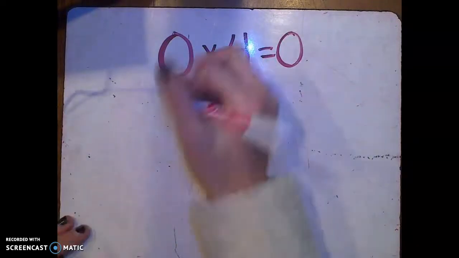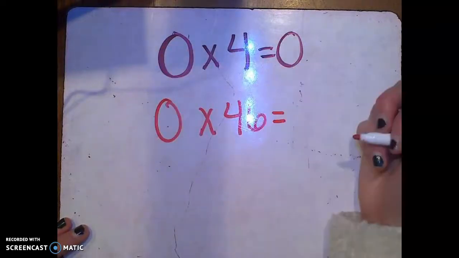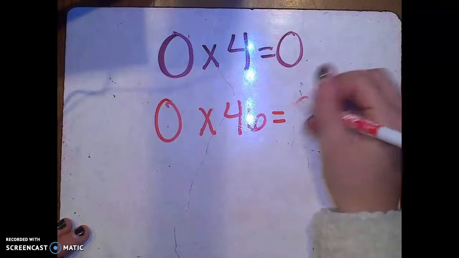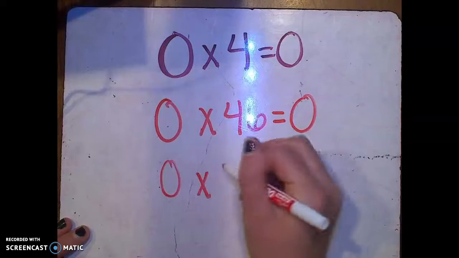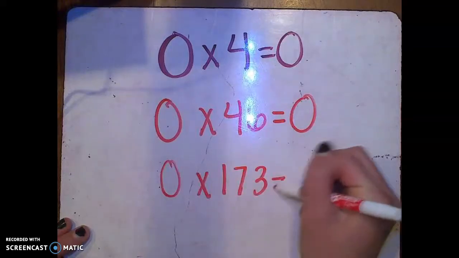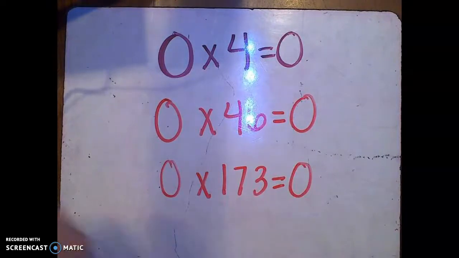So if I have 0 times 46, guess what? Nope, 0. If I have 0 times 173, guess what? 0. Oh my gosh, aren't zeros the best? Any number times 0 is 0.